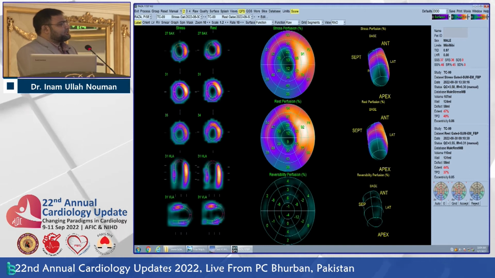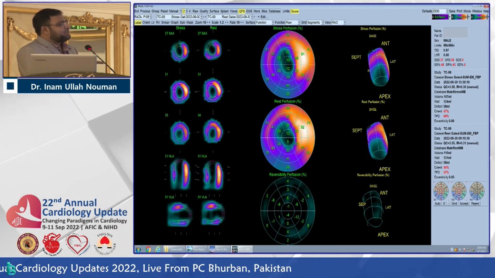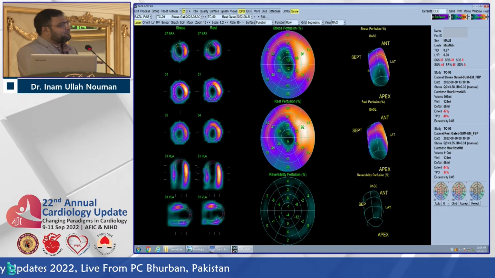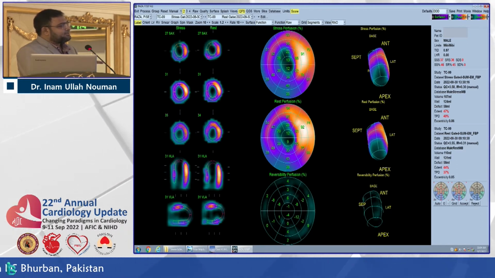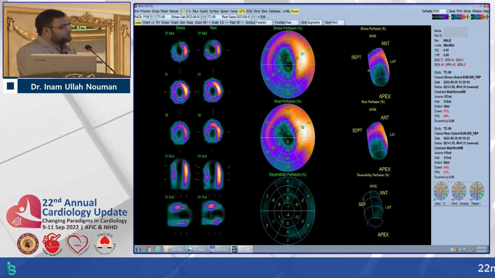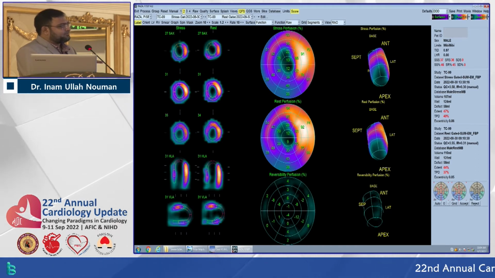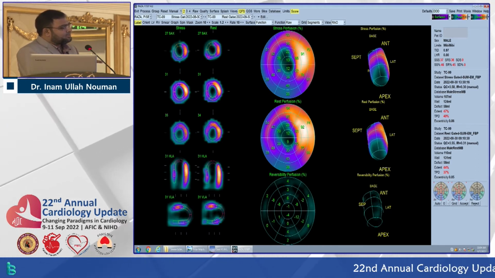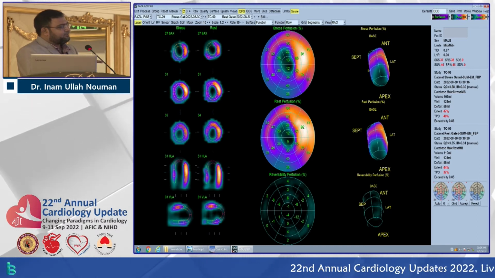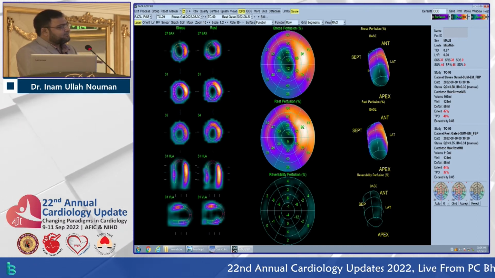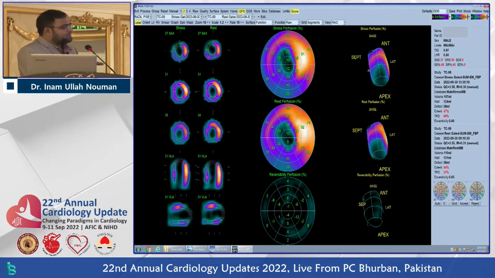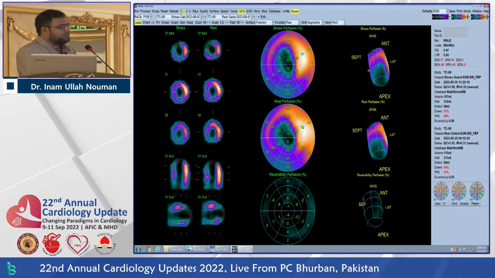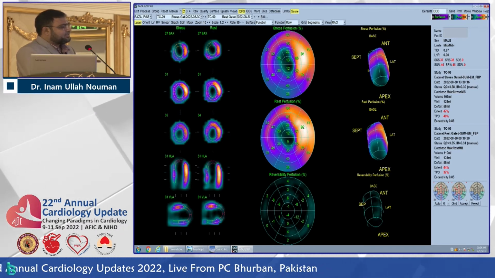On stress images, we see a moderate to large sized area of absent radiotracer uptake involving apex and adjoining parts of apical anterior and apical anteroseptal and inferoseptal regions, extending into a small adjoining part of the inferoapical region. Additionally, we saw a severely reduced to near absent tracer uptake involving mid to basal inferior and adjoining part of basal inferoseptal region. On rest images, the pattern was essentially the same.